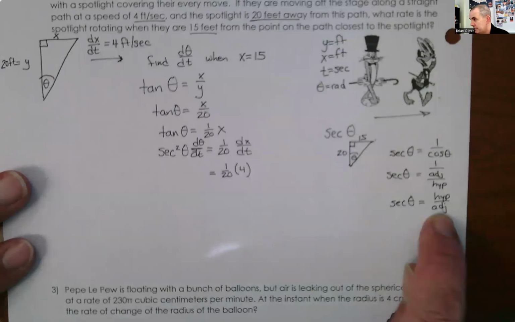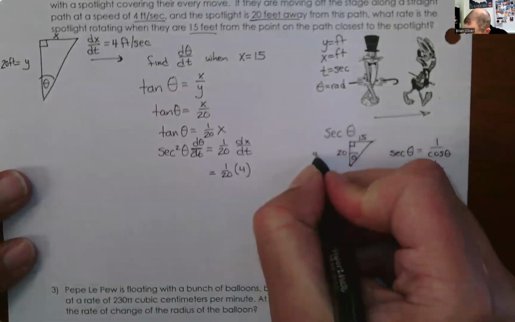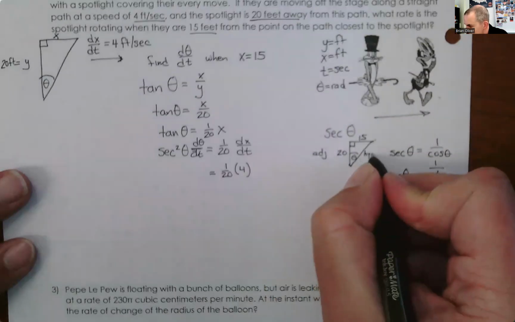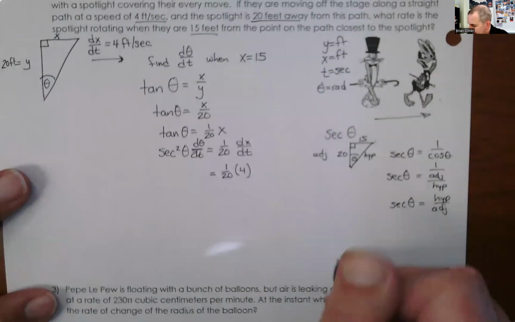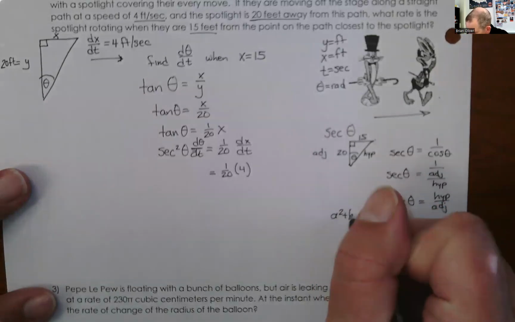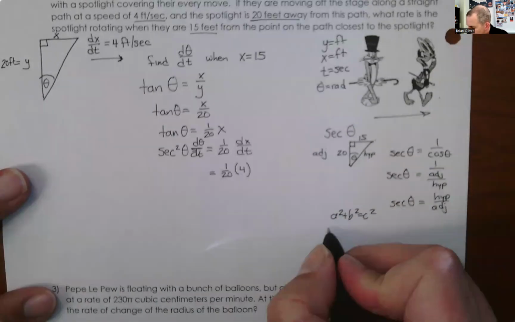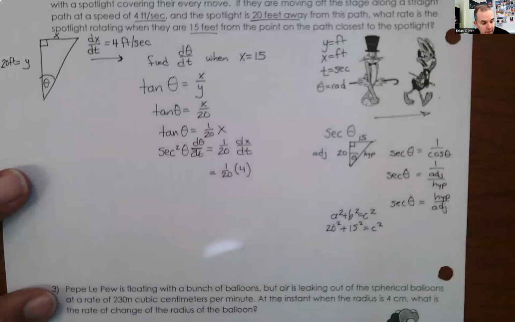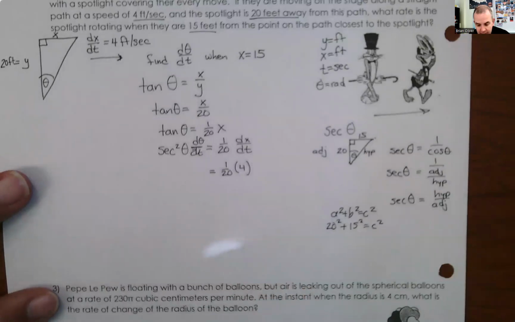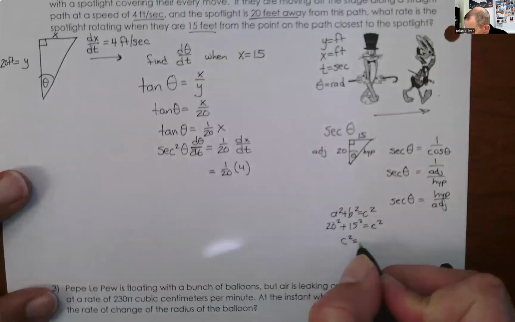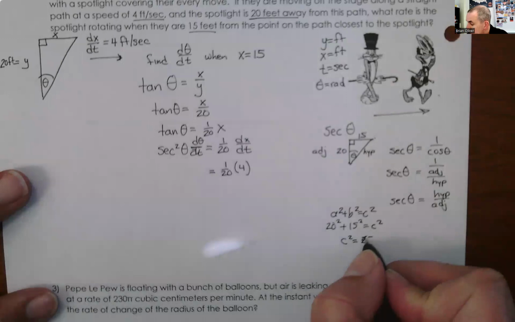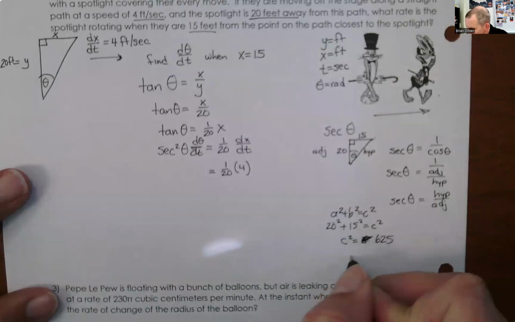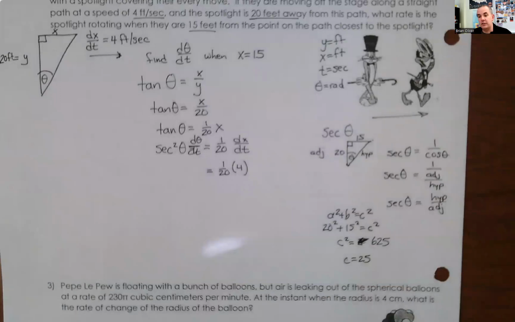Well, I know the adjacent. The adjacent is 20. This is my adjacent. I don't know the hypotenuse of this triangle, but I can figure it out using a squared plus b squared equals c squared. 20 squared plus 15 squared is going to equal c squared. And again, if you know your special right triangles, c squared is going to be, I'm sorry, 625. And c is going to be 25. It's actually your 3, 4, 5 triangle, but it's all multiplied by 5.